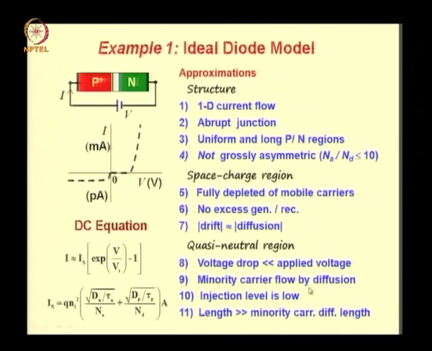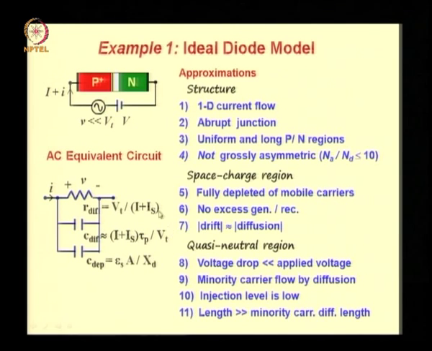And finally, the injection level in the quasi-neutral regions is low, and the length of the quasi-neutral regions is much greater than minority carrier diffusion length. So when we said uniform and long P plus N regions, this is the expression giving you an idea of what is meant by long. So the length is much more than minority carrier diffusion length.